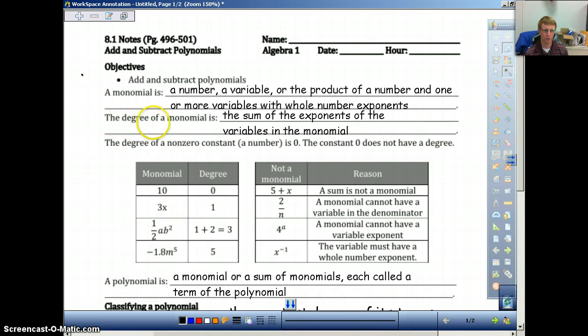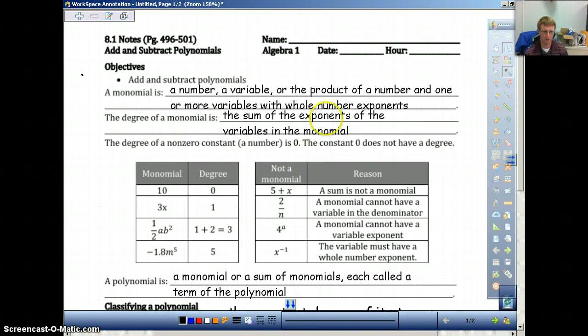And then the degree of a monomial is going to be the sum of the exponents of the variables in the monomial. And again, this shows you what the degrees would be. No power here, so degree 0. Power of 1 here, so it's 1. We have a power of 1 on the A, that's 1. We have a power of 2 on the B, 1 plus 2 is 3. And then the exponent on the M here is 5.